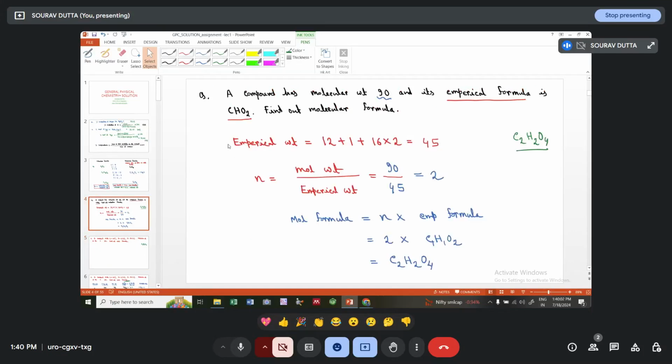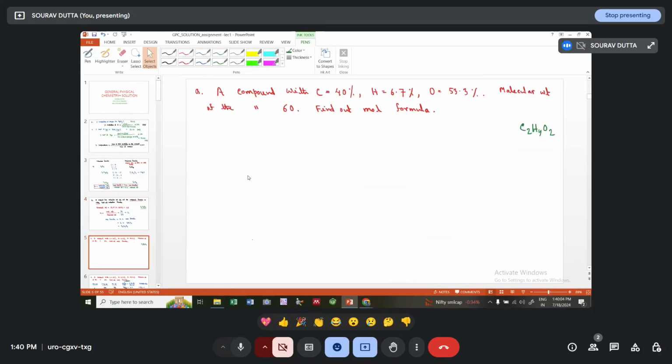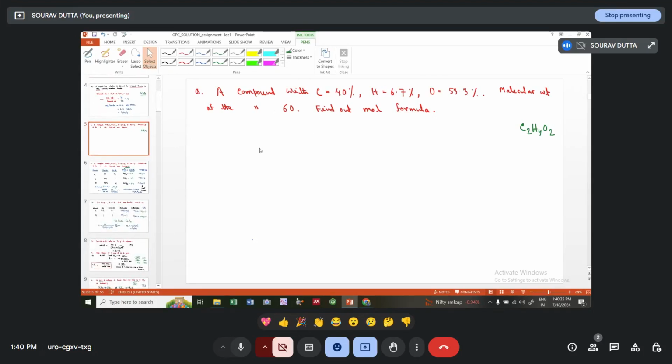This is one type of question that can come in a competitive exam. The next question is: a compound has carbon 40%, hydrogen 6.7%, oxygen 53.3%. The molecular weight of the compound is 60. Find out the molecular formula. This is another type of question where the percentage composition has been given to you. So at first we have to know how to approach this type of question.